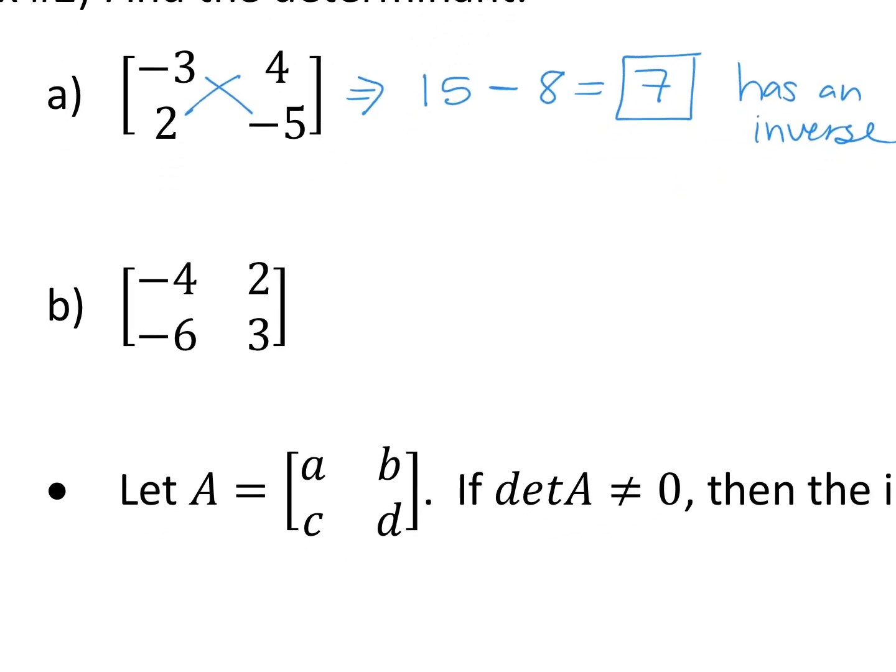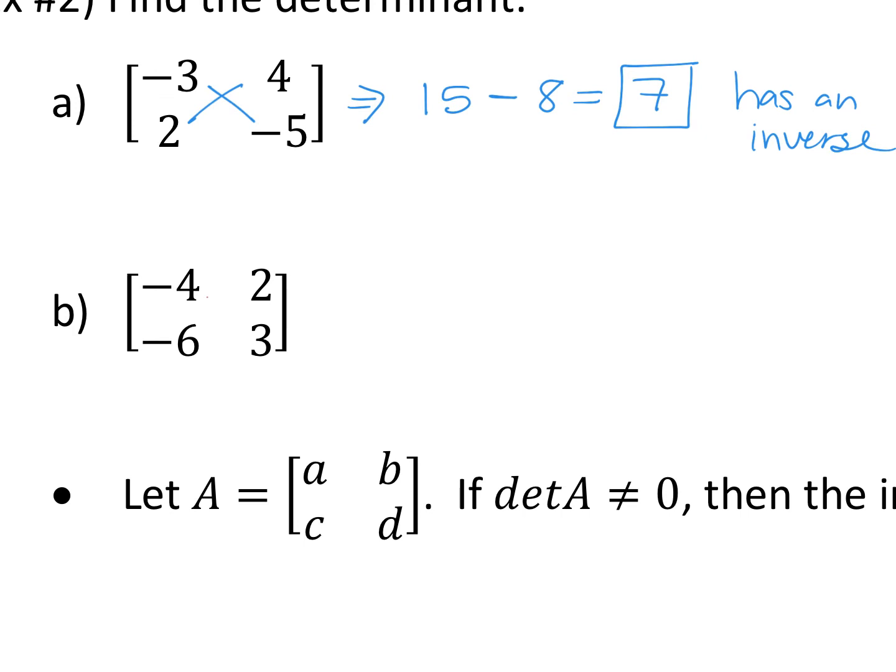Okay, so look at letter B then. Multiply diagonal, you get negative 12. Subtract a negative 12. So negative 12 minus a negative 12 is 0. So your determinant is 0. Does this have an inverse? No inverse on this one. Okay, so finding the determinant is the simple part.